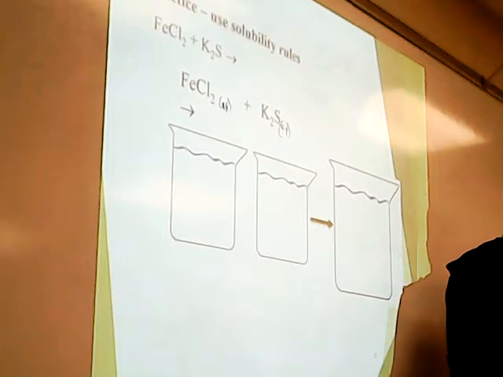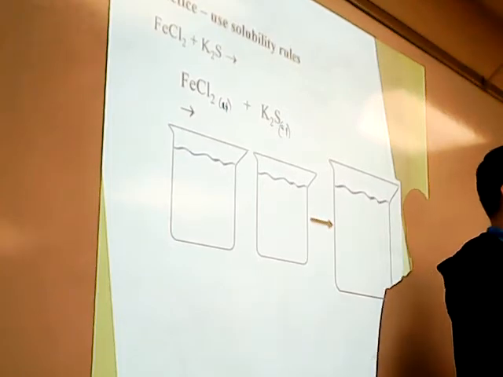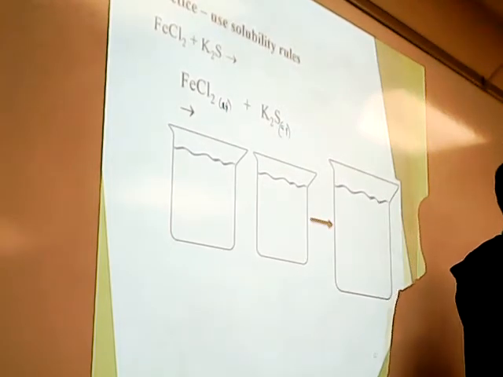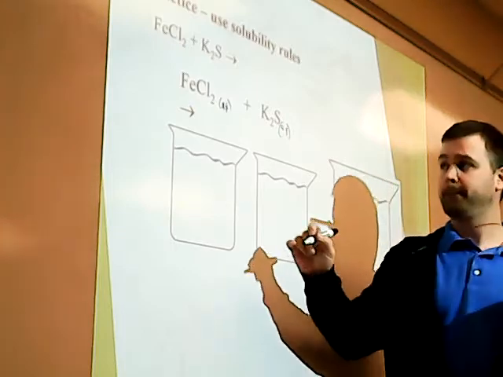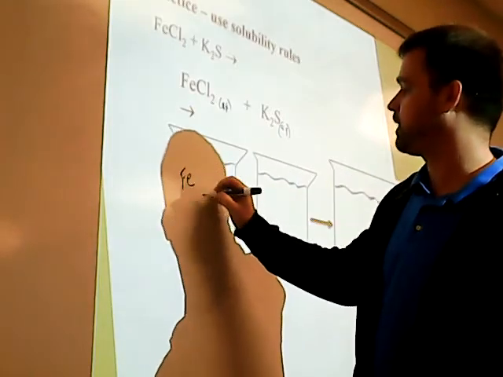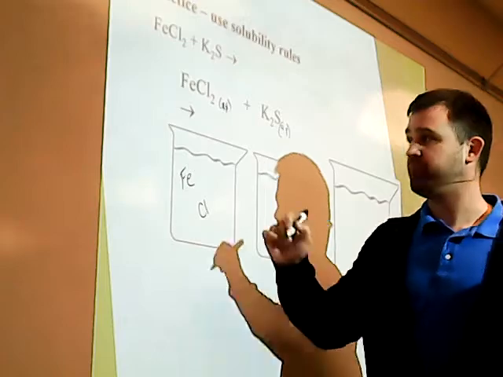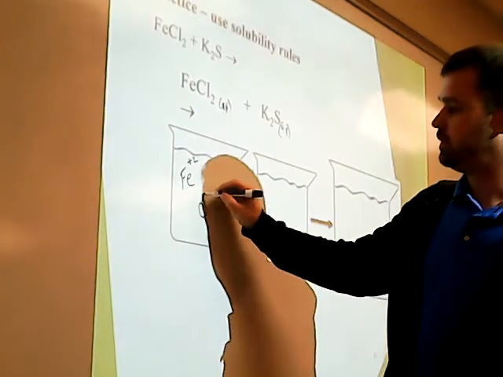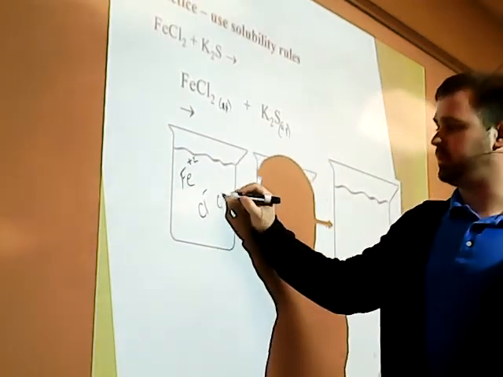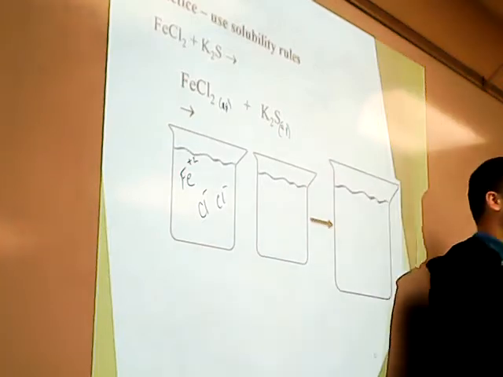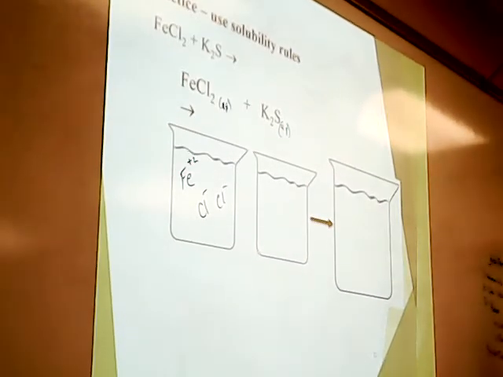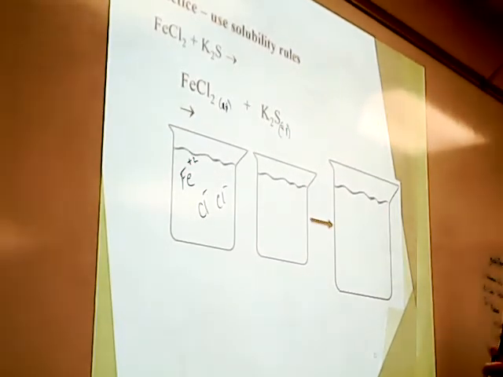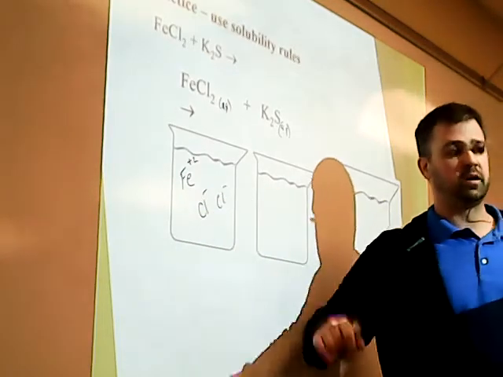Because it's aqueous. Aqueous means it dissociates. Dissociate means it splits. Fe, and there should be 2 chlorines. So I could present that as being split up, showing that it dissociates in water because it's aqueous.